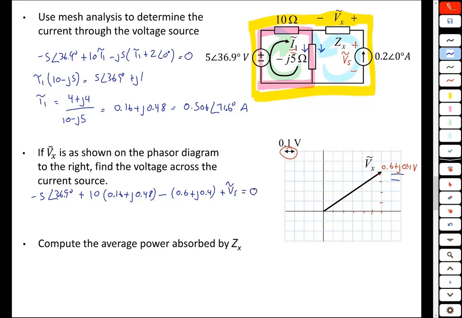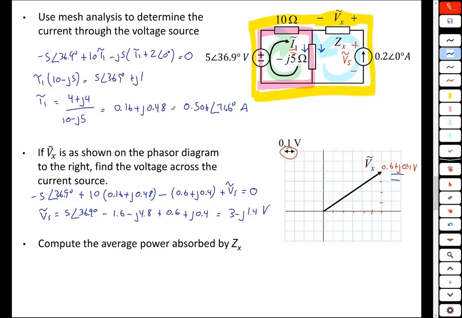The only unknown is Vs. We could solve for Vs. We get Vs is equal to 5 at an angle of 36.9 degrees minus 1.6 minus J4.8 plus 0.6 plus J.4. You work out the math. You get 3 minus J1.4 volts.